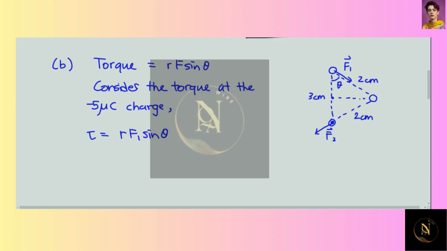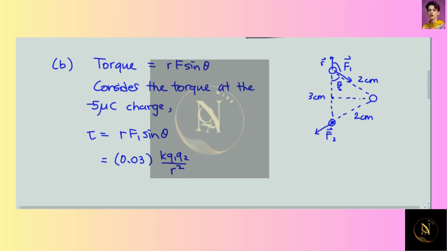The r will be pointing in this direction. The sine theta is actually this obtuse angle, but the sine of this obtuse angle is equal to the sine of this acute angle, so we can still use the theta over there. R is 3 cm. F1 is k Q1 Q2 divided by r squared from the previous part, and then sine theta.